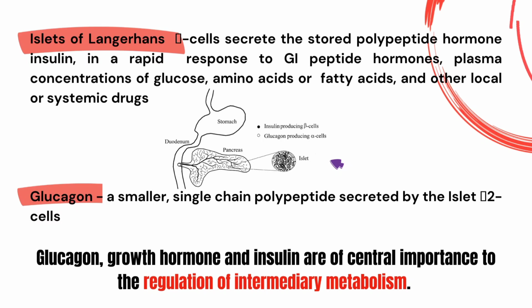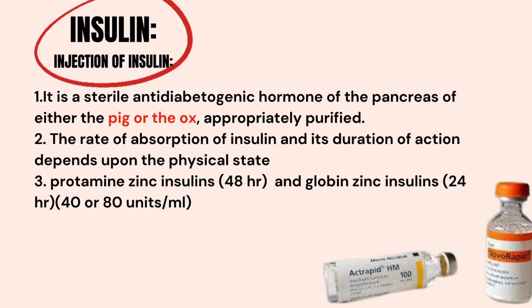Beta cells secrete the stored polypeptide hormone insulin in a rapid response to GI peptide hormones, plasma concentrations of glucose, amino acids or fatty acids, and other local or systemic drugs. Glucagon is a smaller single-chain polypeptide secreted by the islet alpha cells.